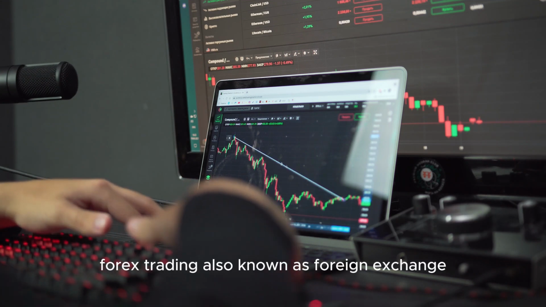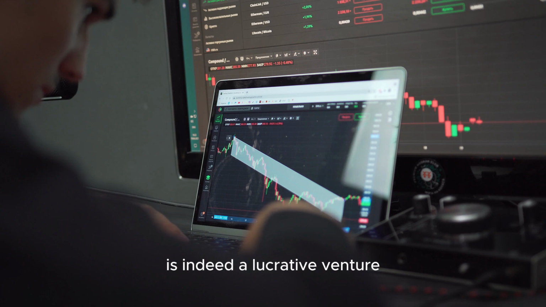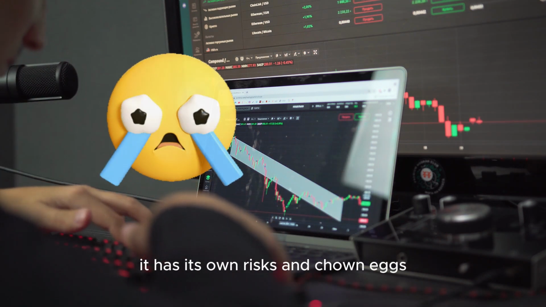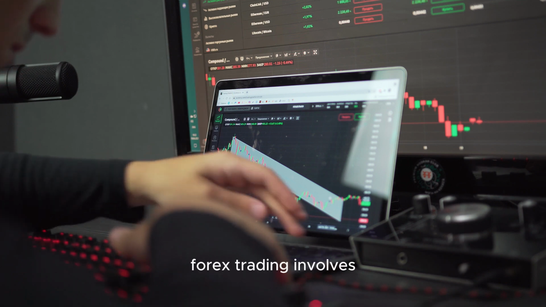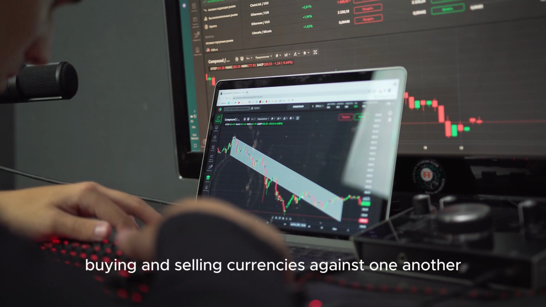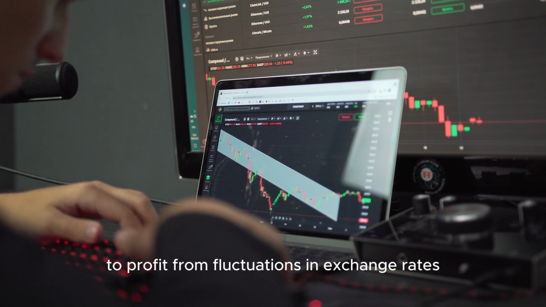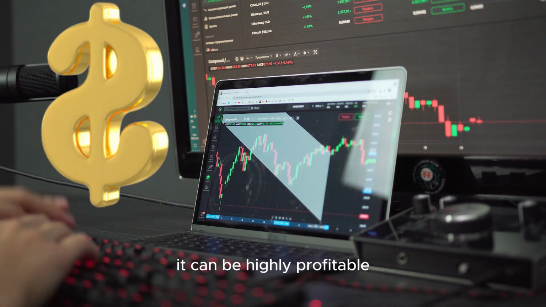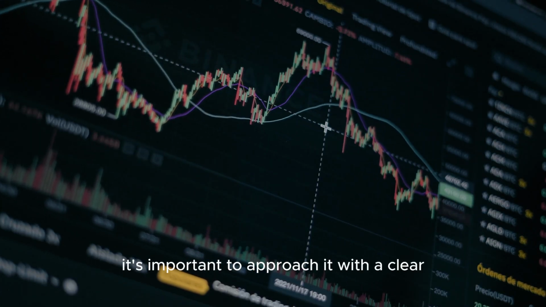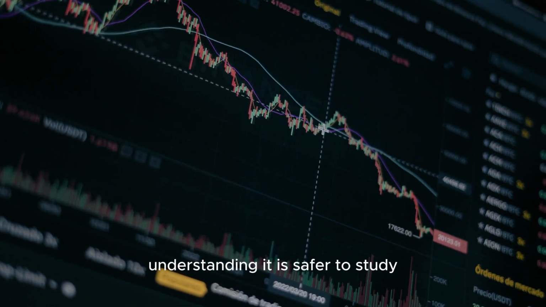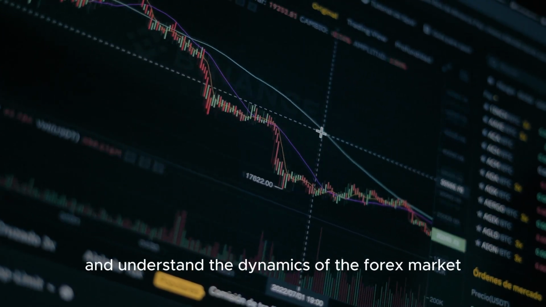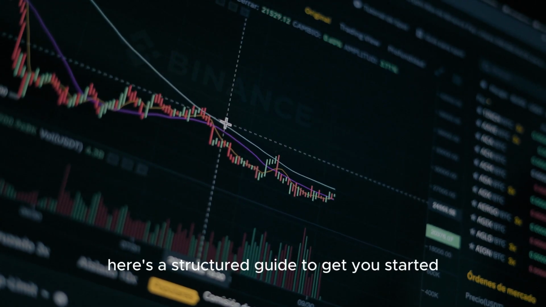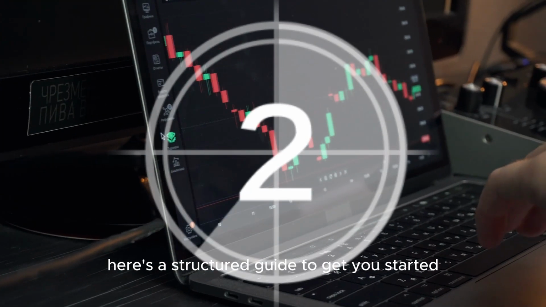Forex trading, also known as foreign exchange, is indeed a lucrative venture, yet, like every other trade, it has its own risks and challenges. Forex trading involves buying and selling currencies against one another to profit from fluctuations in exchange rates. It can be highly profitable but also risky, so it's important to approach it with a clear understanding. It is safer to study and understand the dynamics of the Forex market before venturing into it. Here's a structured guide to get you started.